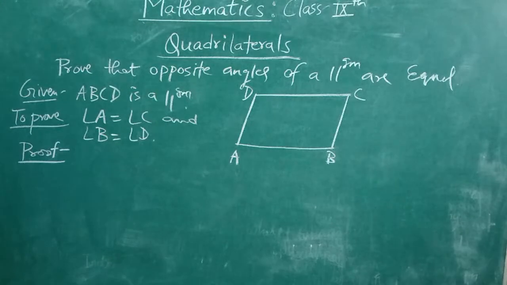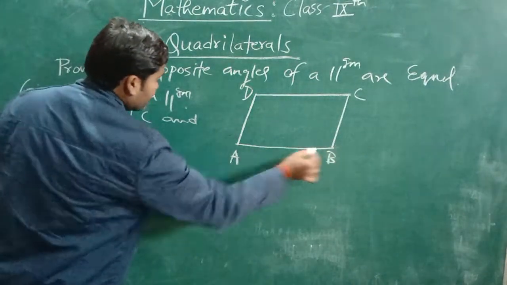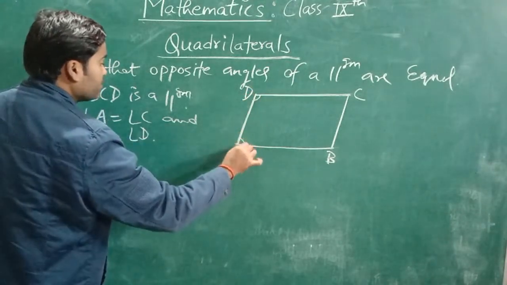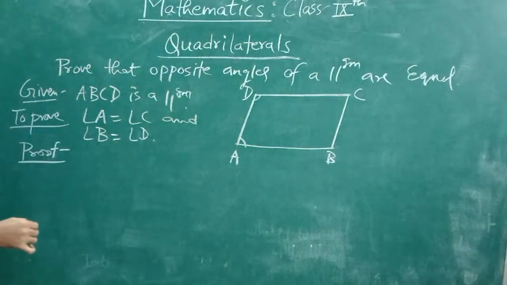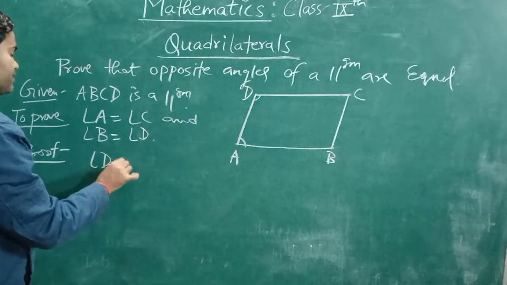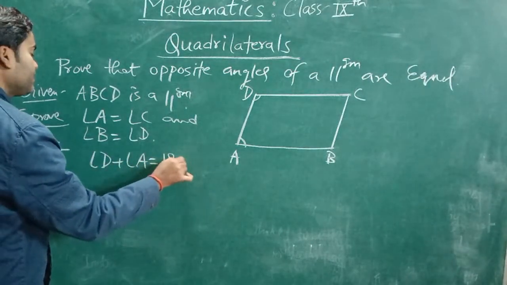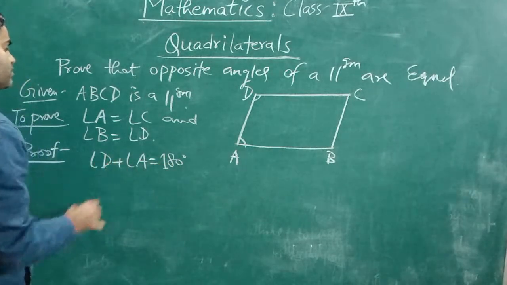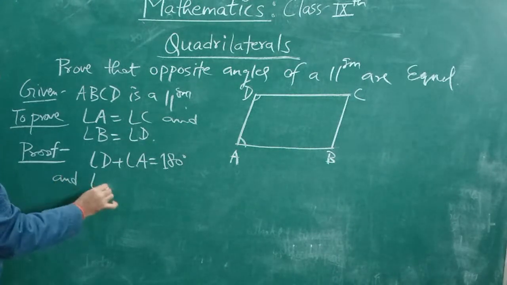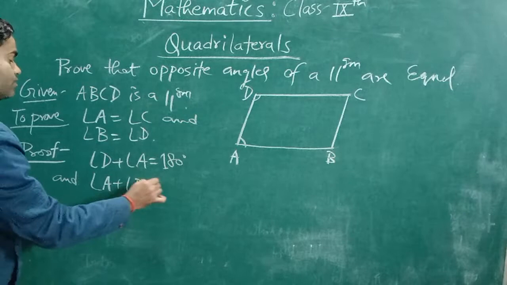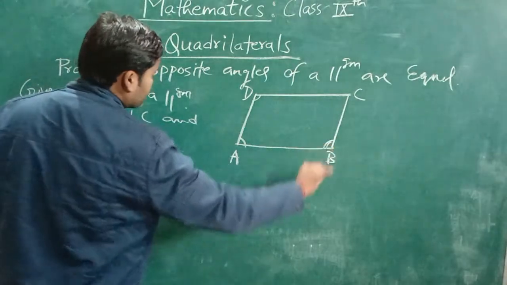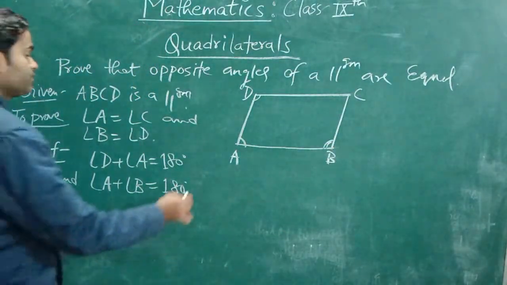So students, you know that if there are two parallel lines, AB is parallel to CD and AD is transversal, then the sum of these two angles will be 180 degrees. This property is called co-interior angles. So we will just write angle D plus angle A is equal to 180 degrees, any two consecutive angles of a parallelogram. Also, angle A plus angle B is equal to 180 degrees. These two are also co-interior angles or consecutive angles of a parallelogram.